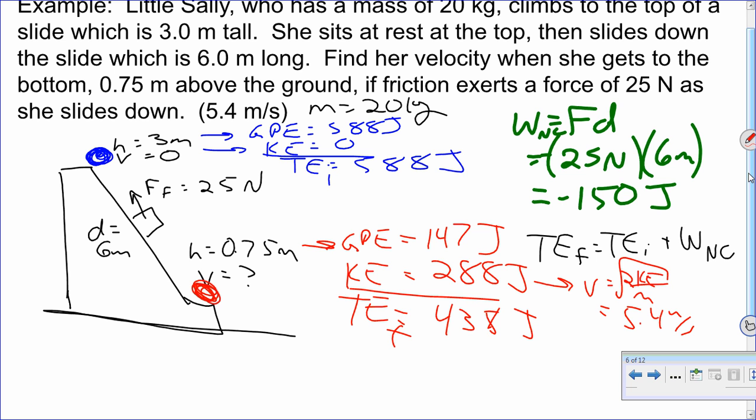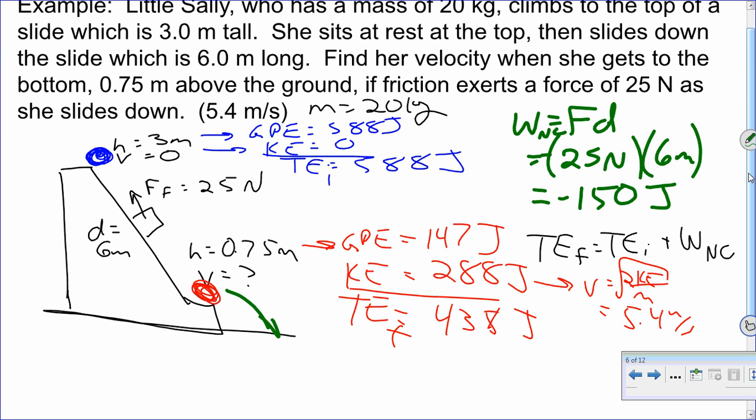All right, are we good with this? Before we go on to the next example, I want to tack on a part B here. This is the velocity at the bottom of the slide, right? So she's moving when she gets to the bottom of the slide. Suppose she went blunk and hit the ground. Could we find the velocity she has when she hits the ground?